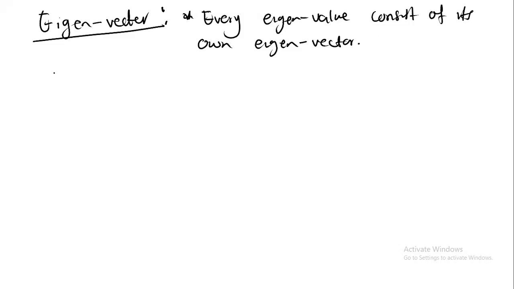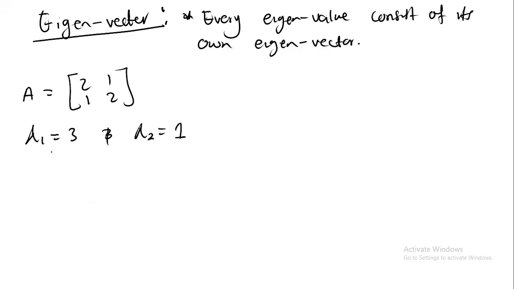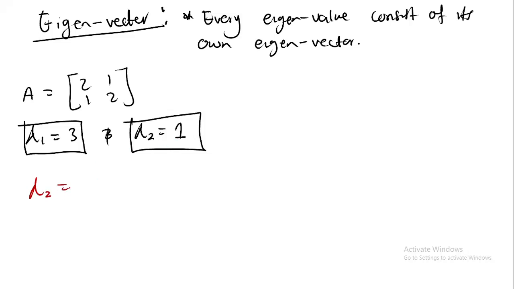You have seen from the previous slide that we had matrix A, which is equals to 2 1 1 2, right? And we got our first eigenvalue as 3 and our second eigenvalue as 1, right? So for each and every eigenvalue, which is lambda 1 is equals to 3 and lambda 2 is equals to 1, we're going to have our own unique eigenvector. So let's start with lambda is equals to 1. Obviously we're going to do the simple one. It's going to be 1.